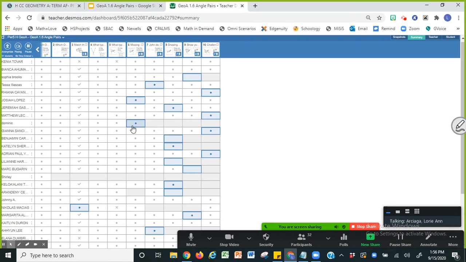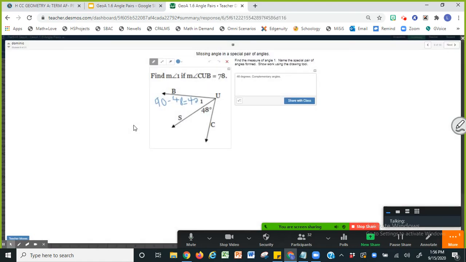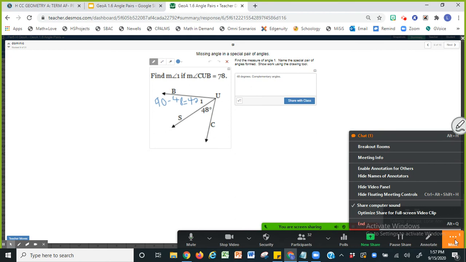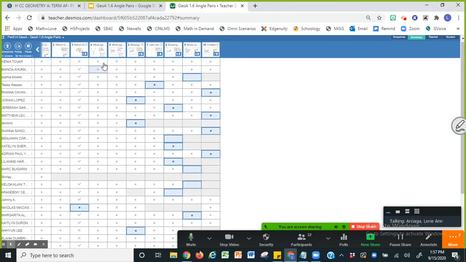Who's 6? Find the measure of angle 1. Oh, Dominic, it didn't say they're complementary. So pretty much the entire angle CUB is 78. So it's not 90, it's only 78. So you subtracted from 90 degrees. You must change that. And then Ben on 8.